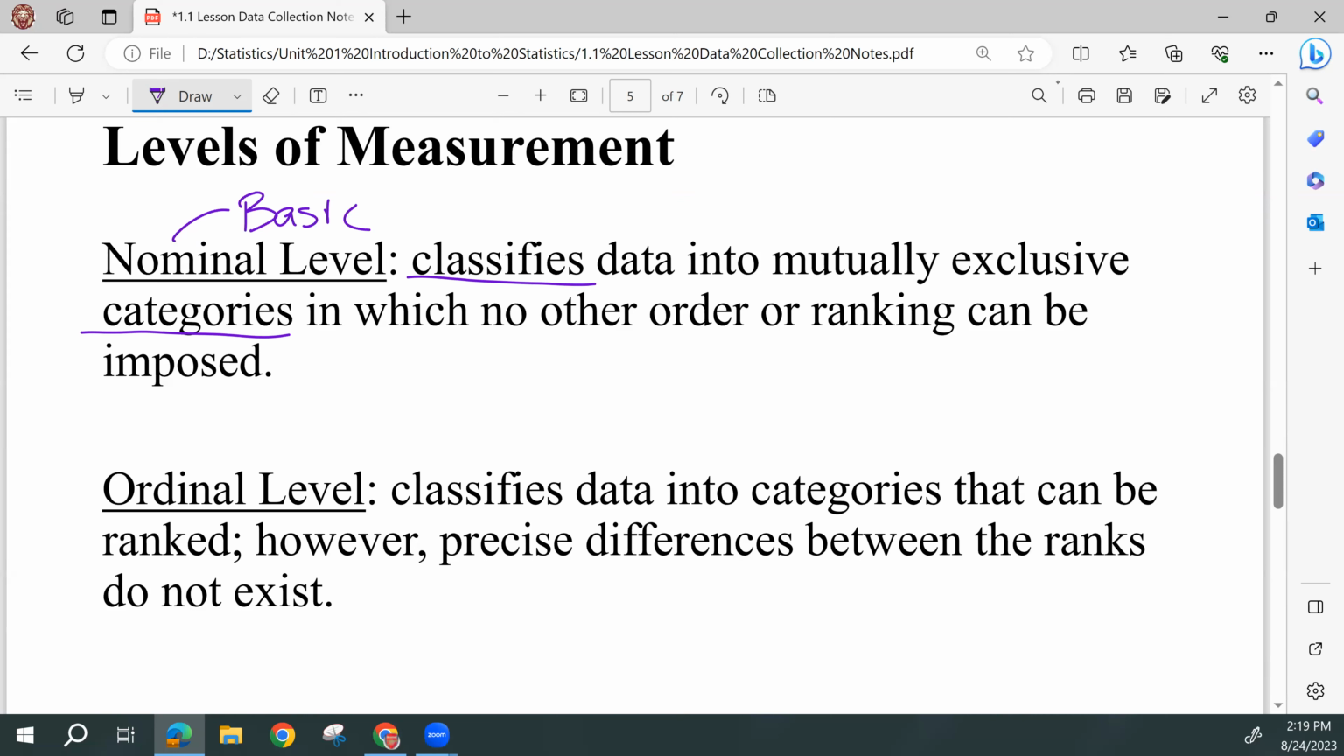And the thing about a nominal level is when we classify something into categories, there is no ranking involved in those categories. So again, a nominal level of measurement would be your class level, freshman, sophomore, junior, or senior. Actually, I'm going to take that back. We probably can put those in a ranking in terms of age. So I'll back off on that one. See, we all make mistakes.